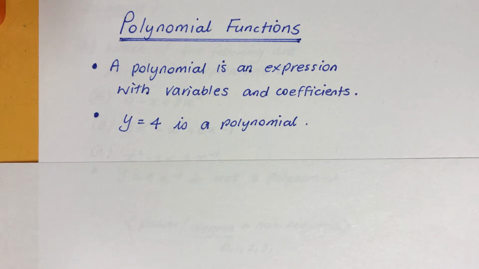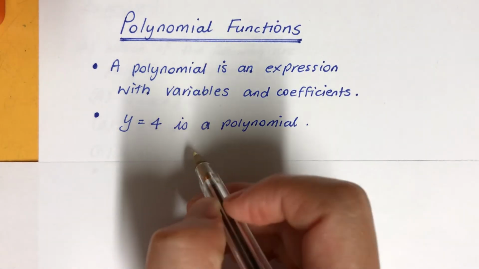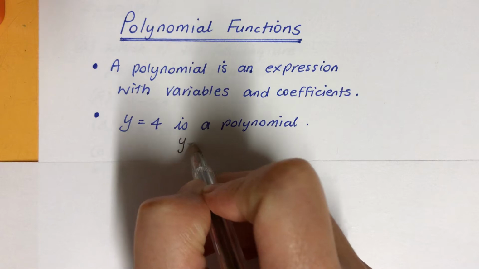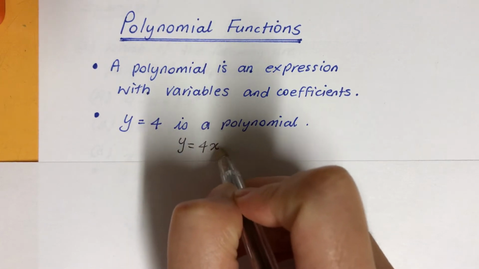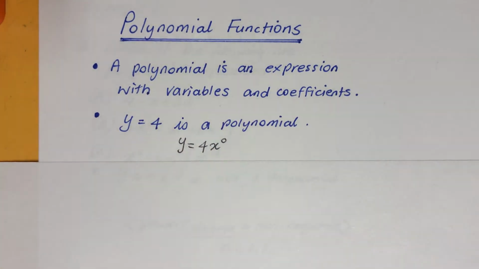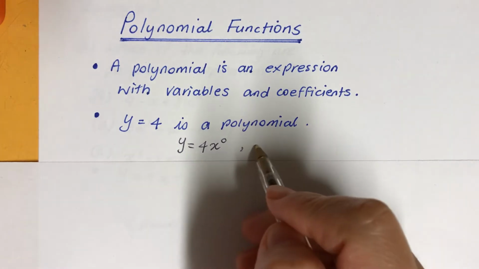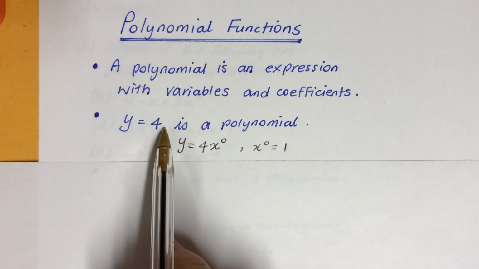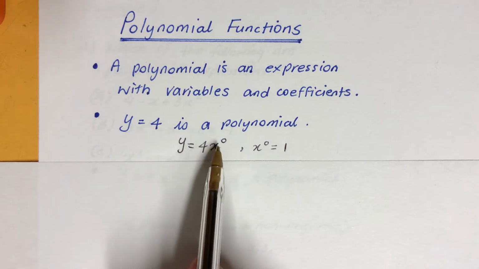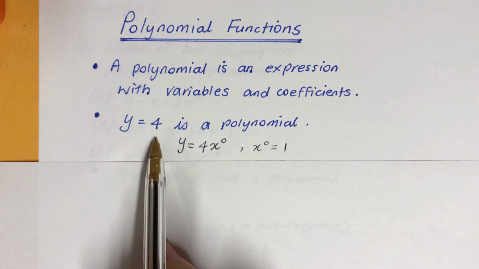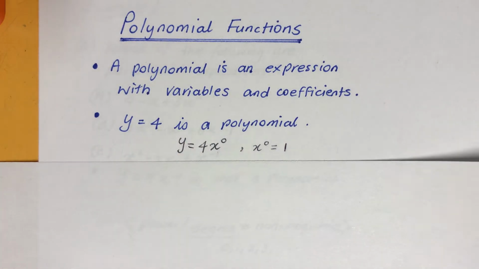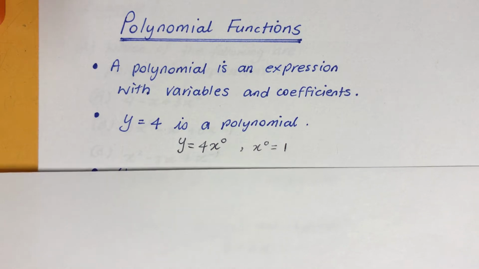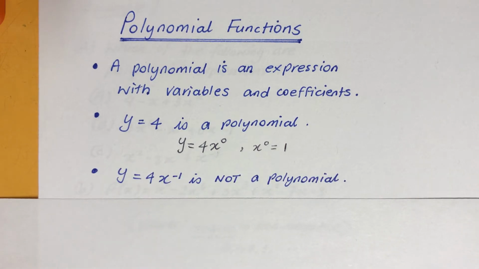Y, if it's a constant, but we can write it like this: y equals 4x to the power of 0. Now, of course, x to the power of 0 is always 1. So even though we can't see anything here, we can actually put the variable here with the power of 0. So y equals 4 is a polynomial. It's also an expression.